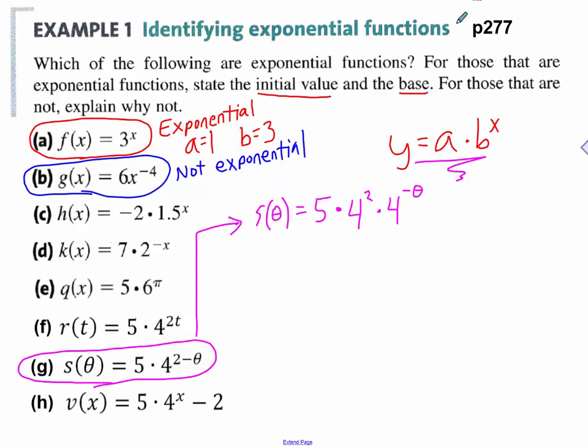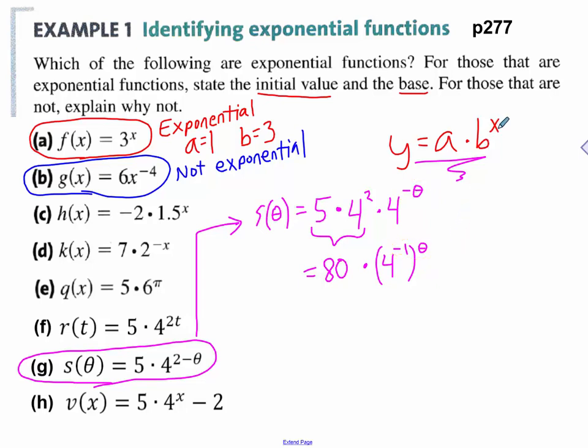All right, let's simplify. 5 times 4 squared, that's 5 times 16, so that is 80. 4 to the negative theta, let me use another exponential property that says I can think of that as 4 to the negative 1 and then to the theta power. Remember, in that situation, when you have exponents on the inside and the outside of parentheses like that, you multiply them, and that's what would give you negative theta here.